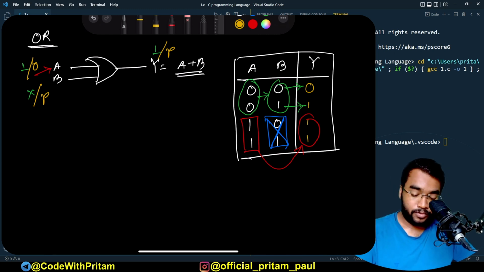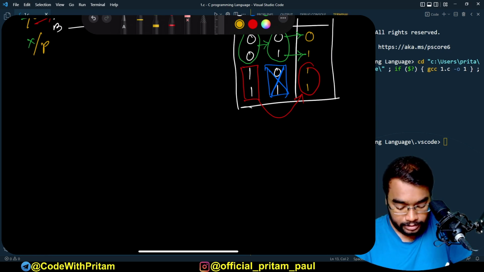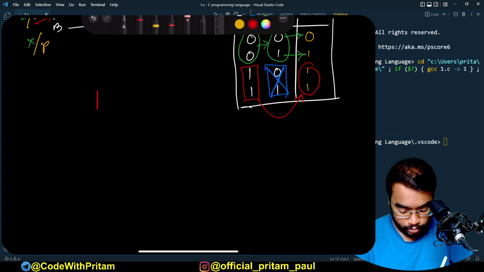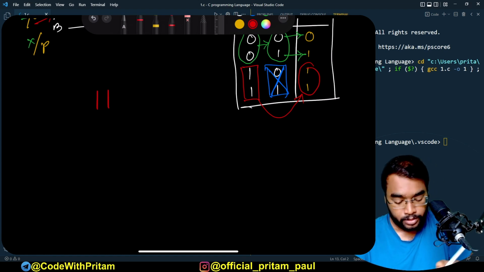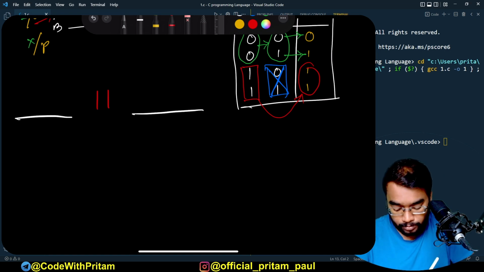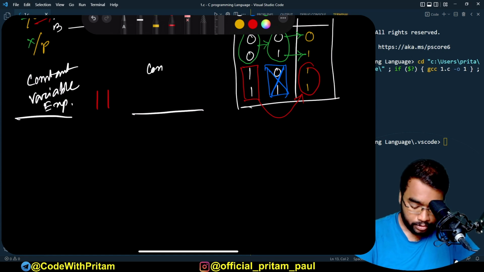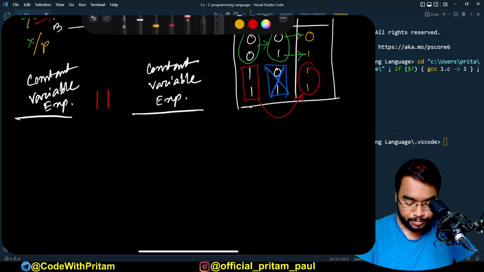Now what we are going to discuss is the logical OR operation. This is the logical OR notation. There would be a left hand side and a right hand side. Here it could be a constant, a variable, or an expression. Here also it could be a constant, a variable, or an expression.